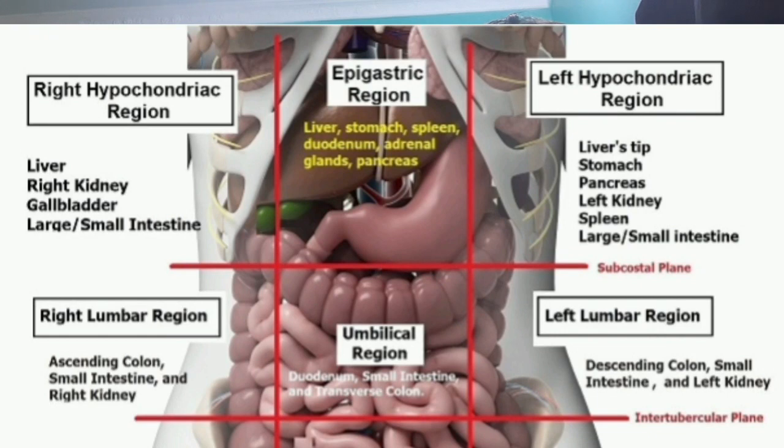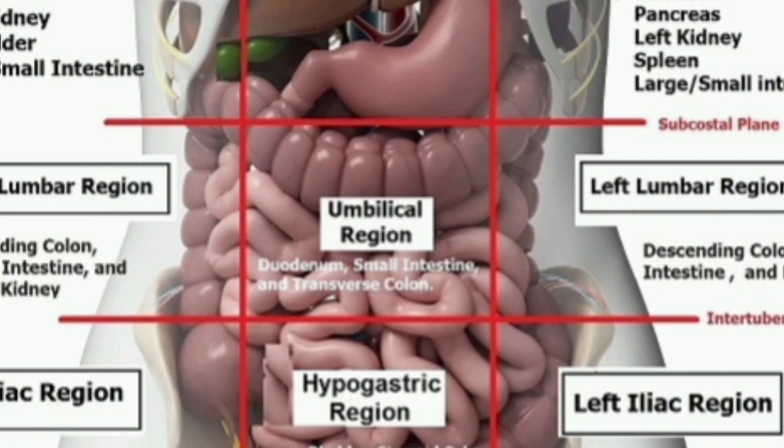Before discussing acute abdomen, let us define the pattern of the abdomen. There will be two vertical lines, one from the right side and one from the left side, drawn from the mid-clavicular line down to the lower part of the abdomen. Then we draw two horizontal lines: one at the level of T12, that is the subcostal line, and the next one drawn at the level of the anterior superior iliac spine, that is the intertubercular line.